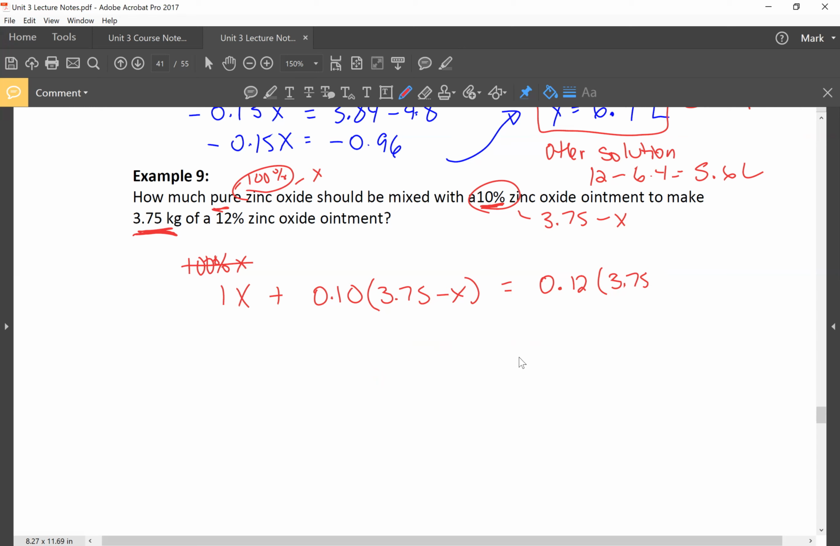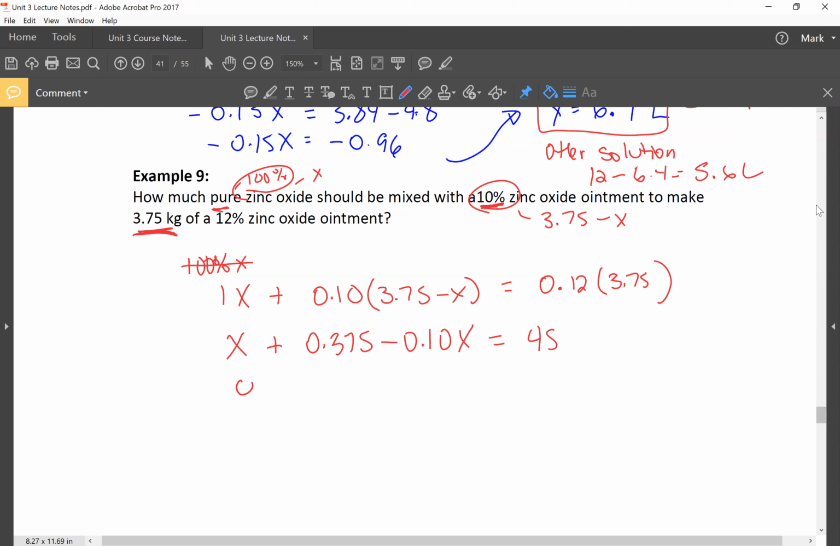Okay, let's look at the answer. All right, Reem, Samar, Kalsum, everybody's saying the same thing. That's perfect. So let's see. X plus 0.375 minus 0.10x equals 12 times 3.75, which I can't do in my head. That's 45.